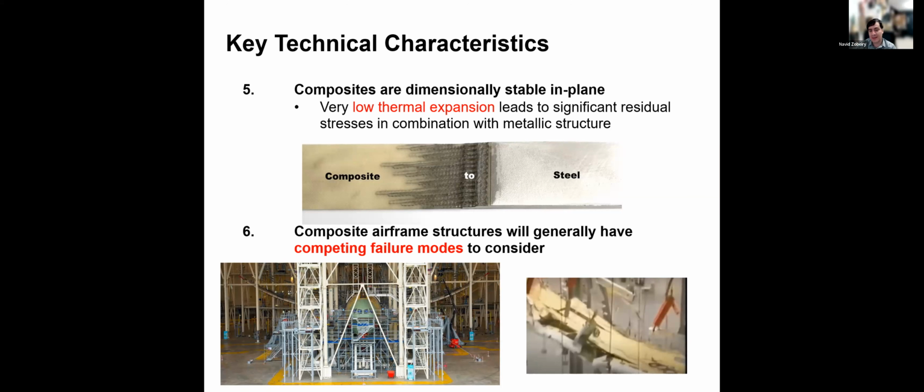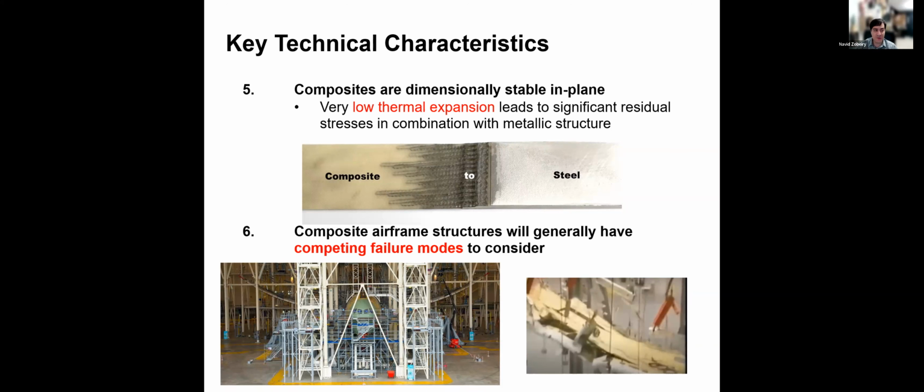Number 6 is that whenever you have failure in composite, and we're talking about the structure, let's say the fuselage or you have the wing, there are not just one type of failure modes. There are typically different failure modes. Let's say delamination goes in one direction, fiber fails in another direction, so on and so forth. And these are typically competing. And that makes it extremely unpredictable.